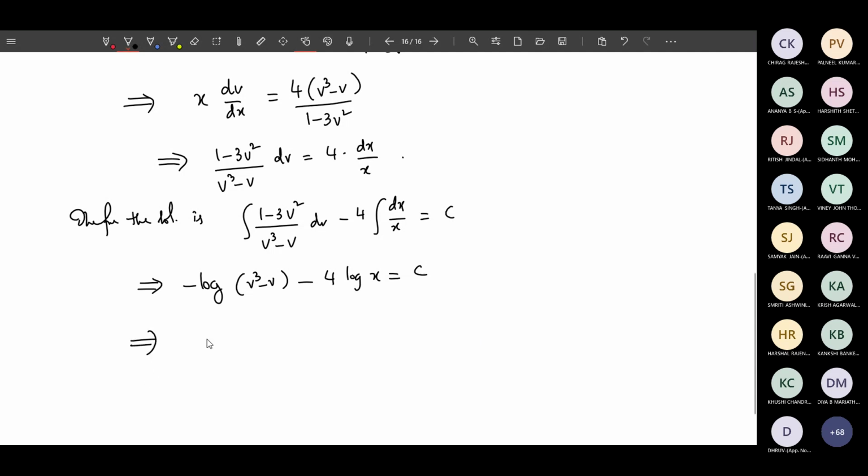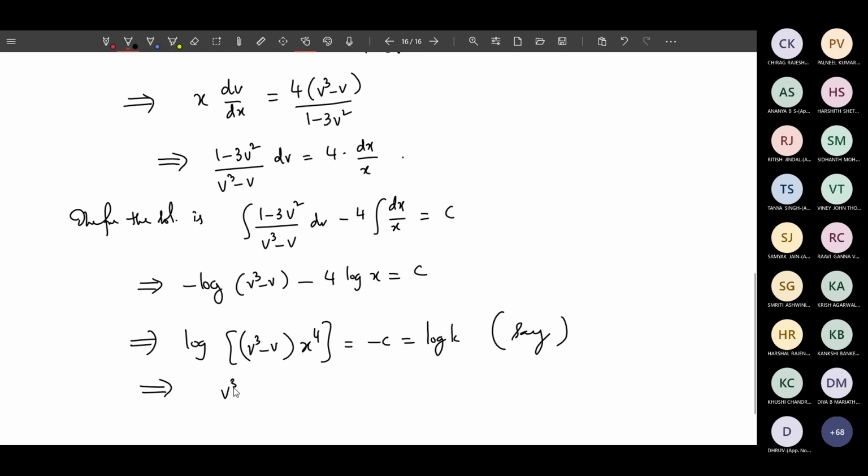Use the product rule here: log of v cube minus v multiplied with x power 4, because 4 log x is x power 4, equal to minus log c, because minus is taken to the right hand side, and I will assume this as some log k, any constant. Both sides you have a log, right? So you can get rid of log on both sides. V cube minus v times x power 4 equals k, and finally this v is nothing but y by x, because y equals vx.